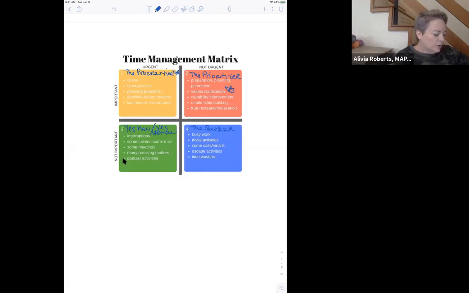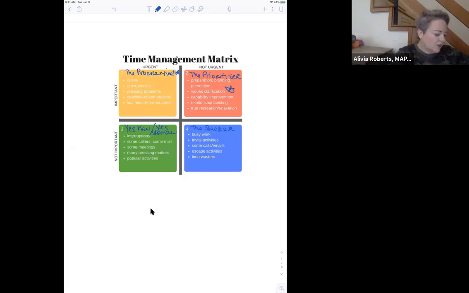Now, when we look at this time matrix, we want to look at this and ask, where do we actually spend our time? We're going to spend time in all of these quadrants. It's not that we're not, it's just where do we spend the majority of our time? That's the important piece. Now, this is a powerful productivity tool because it can actually 10x your effectiveness, right? And yet it's knowing where we are in that urgent versus important matrix.